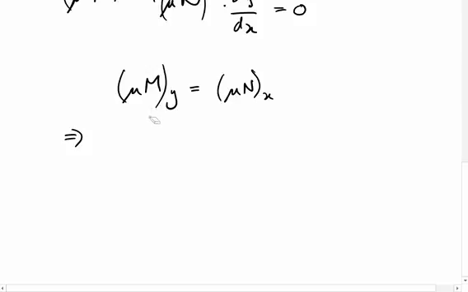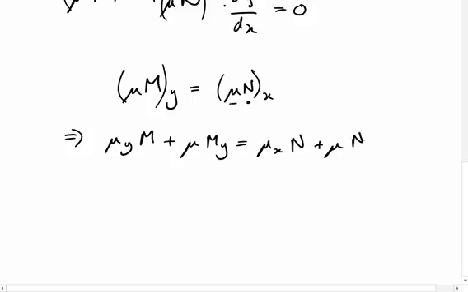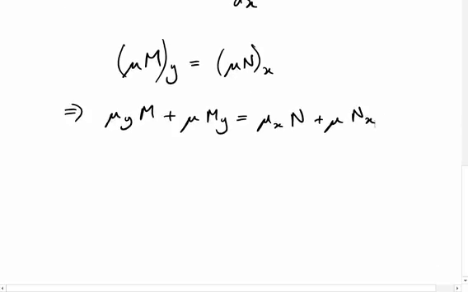So it's just going to be the derivative of mu with respect to y multiplied by the M left alone. Okay, so we've differentiated that with respect to y, left that one alone, plus the other way round. So that thing left alone, the mu, multiplied by the M differentiated with respect to y. Okay, so that's that thing. And we basically want that equal to the same thing, but this time with mu N differentiated with respect to x. So it's product rule again. So it's mu with respect to x multiplied by N left alone, plus mu left alone multiplied by N with respect to x. Okay, so this is what we've got.